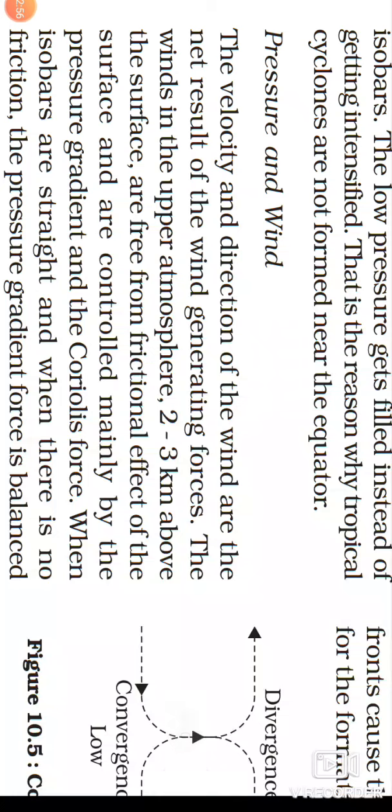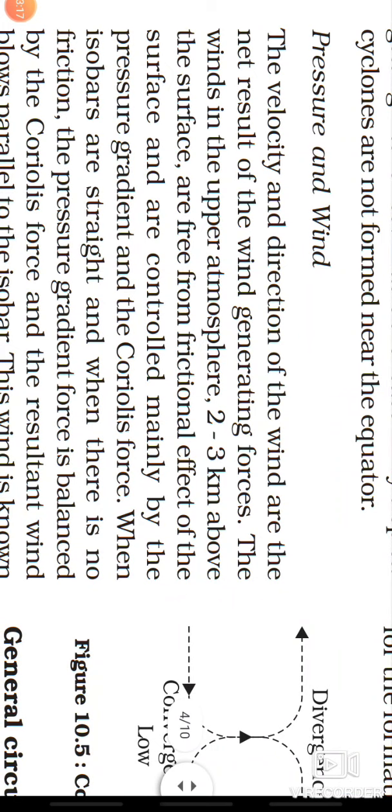So tropical cyclones are important phenomena which occur mainly because of the Coriolis force, the force created due to the rotation of the earth around its own axis. But near the equator there doesn't exist any kind of Coriolis force. That's why there doesn't exist any kind of tropical cyclone. The pressure and the wind.